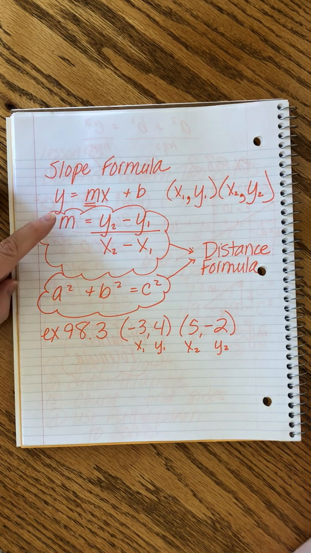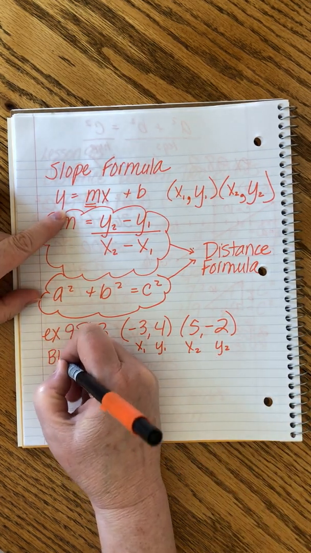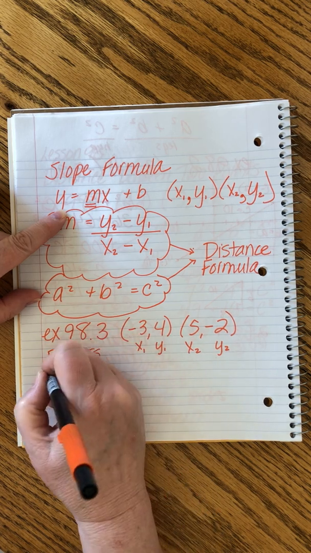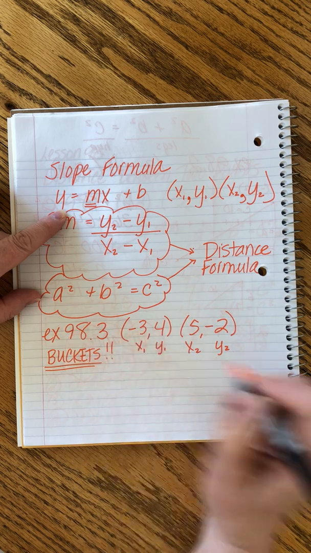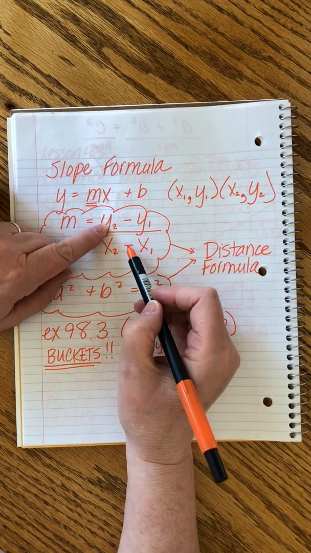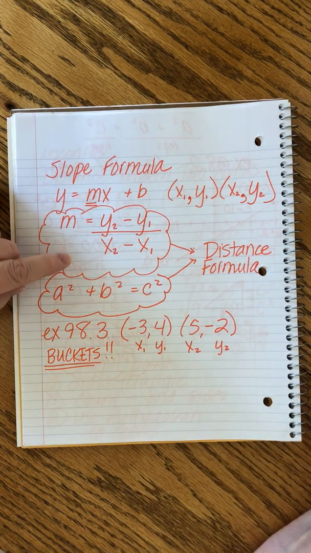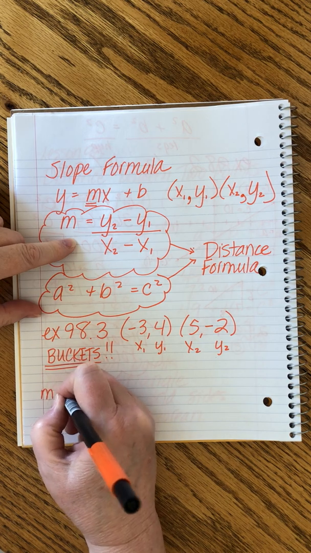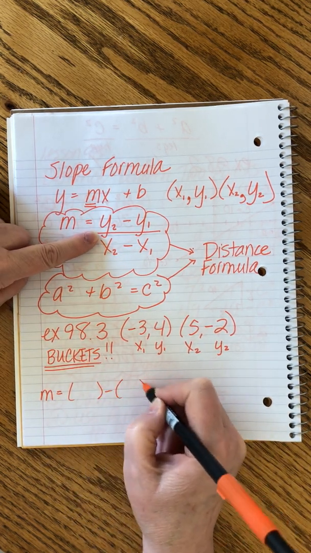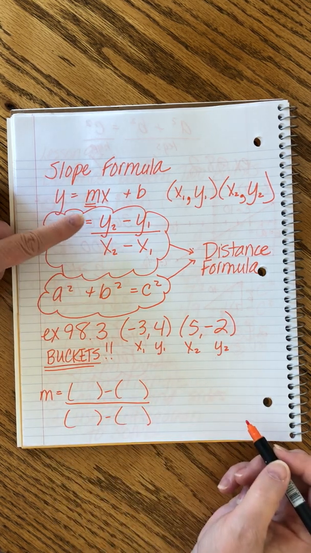Okay, when we use this formula, it's very important to use buckets. Please, please, please, please. Save yourself the drama and use buckets. And I'll tell you why it's important. We very often have negative values and there are minus signs in the formula. That's a recipe for trouble. So please, just do it. M equals, here's my buckets. And now we will fill in.